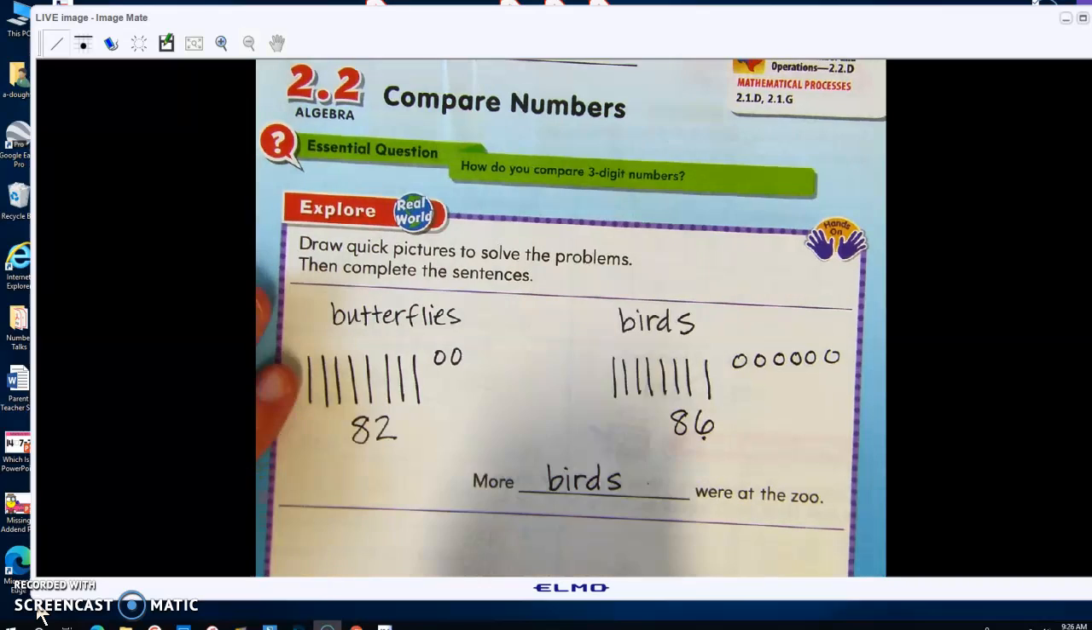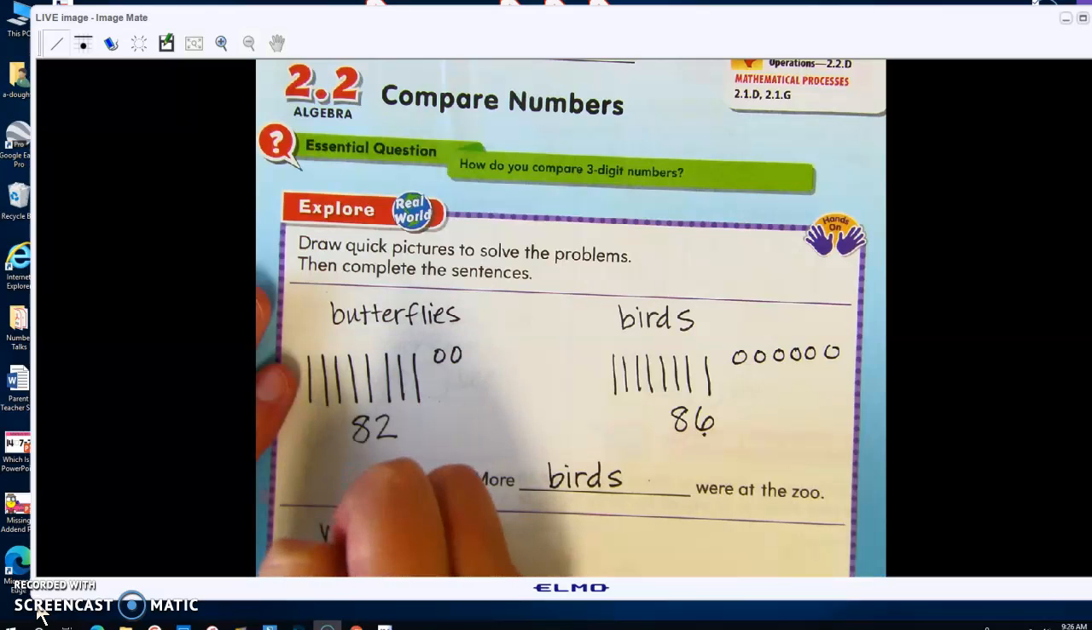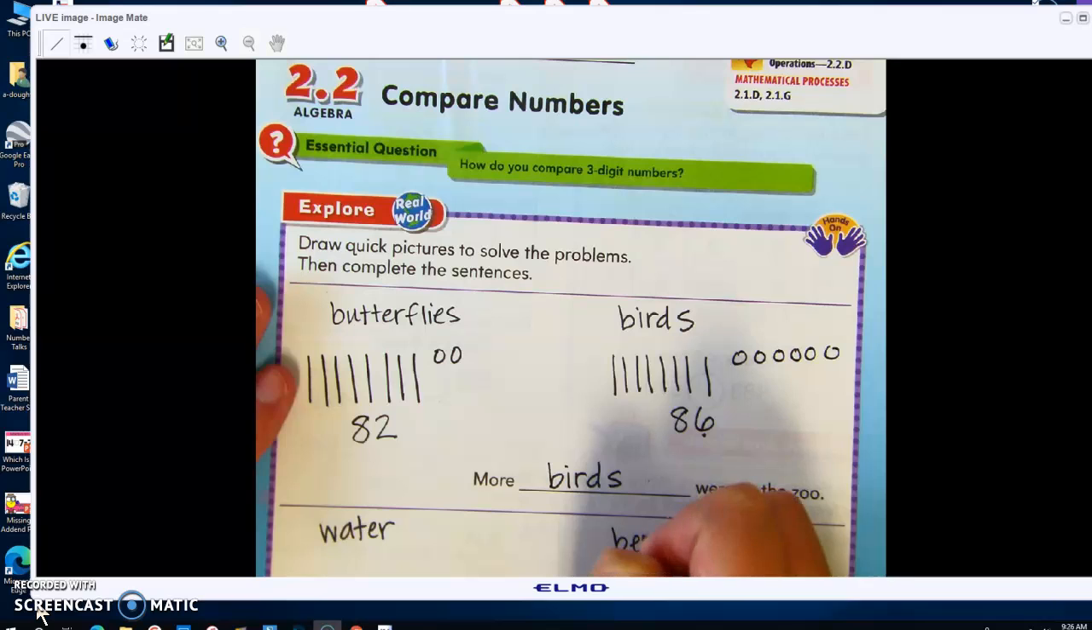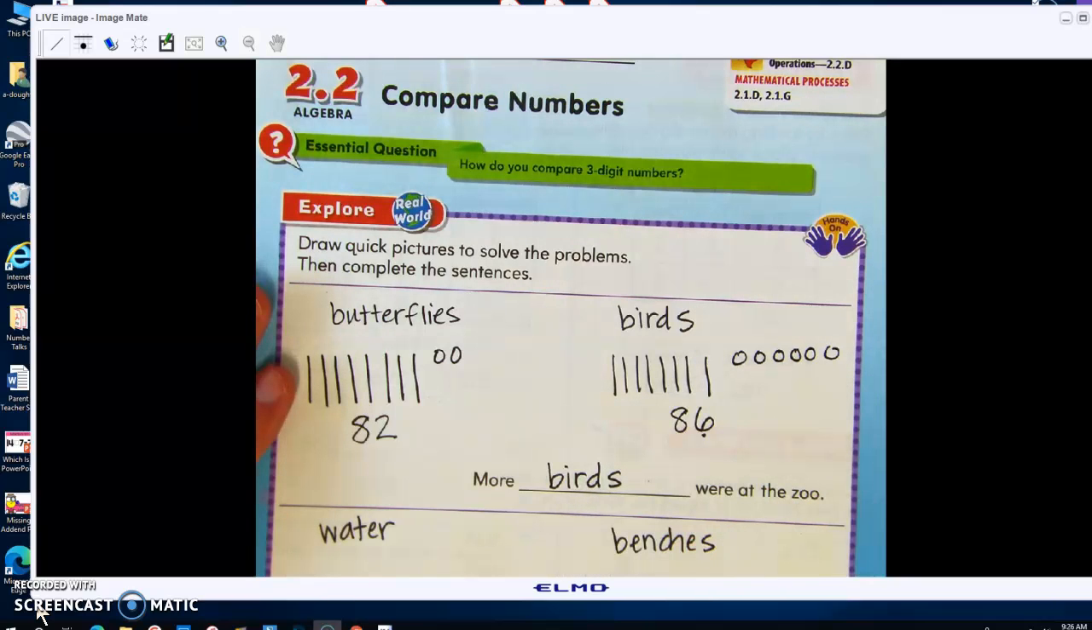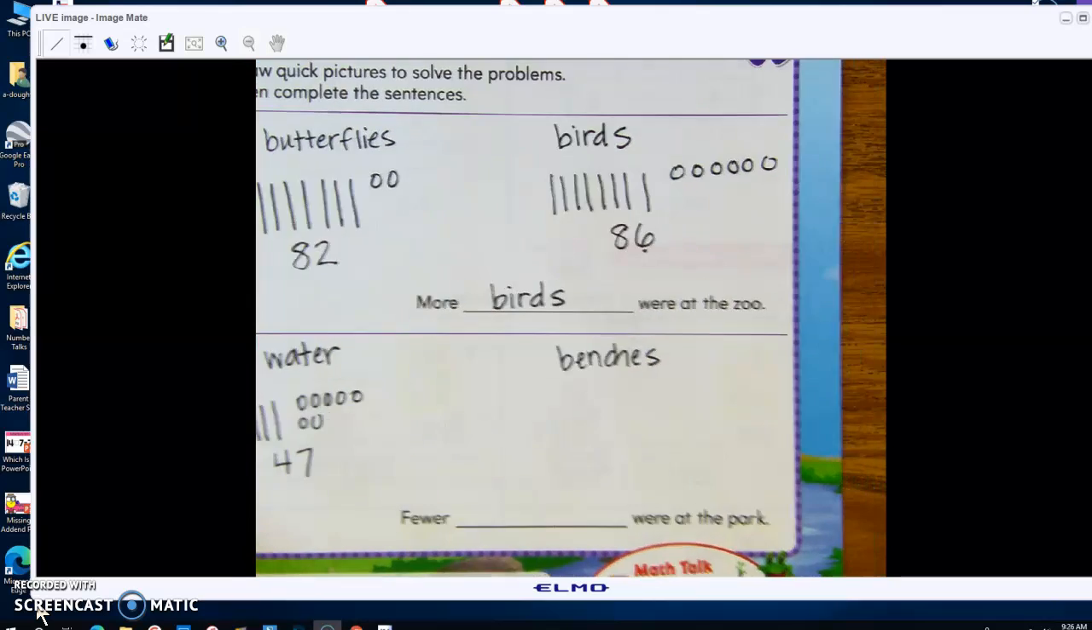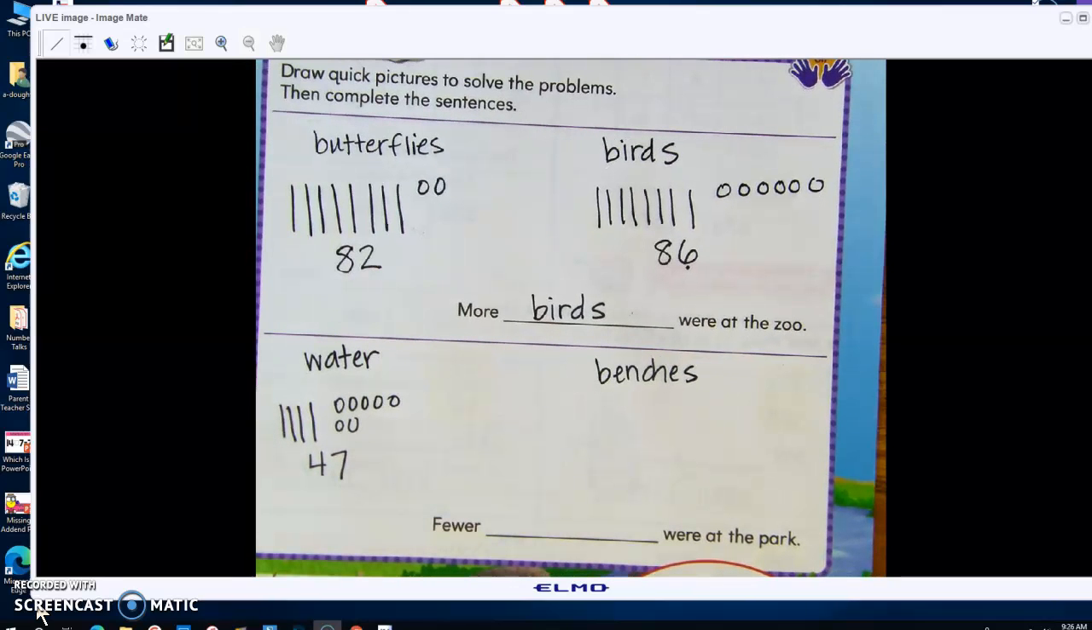Okay, now we're going to do water fountains. We'll just put water so we don't have to write the whole big word. Water and benches at the park. Water fountains and benches. So there are 47 water fountains. So I'm going to draw 47. Oh, sorry. Move it up. 47 water fountains.